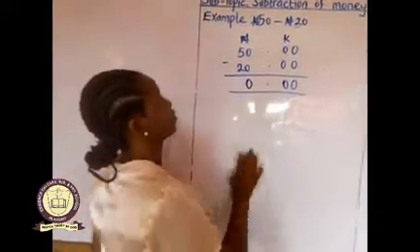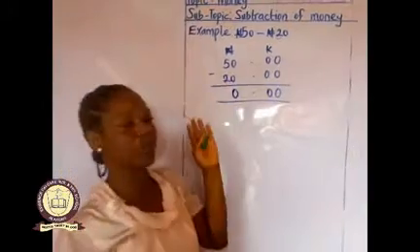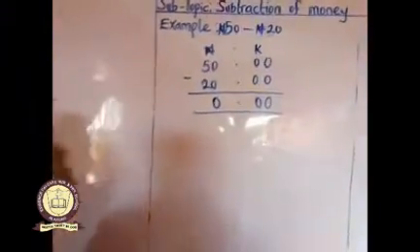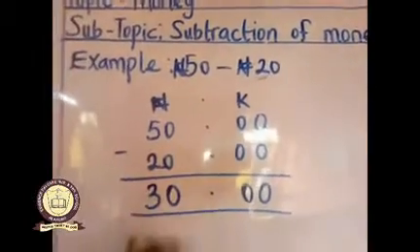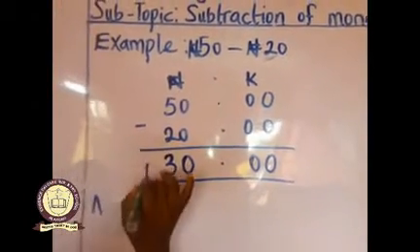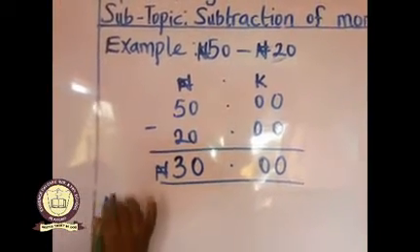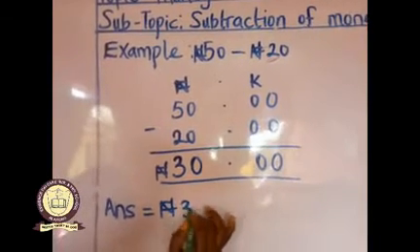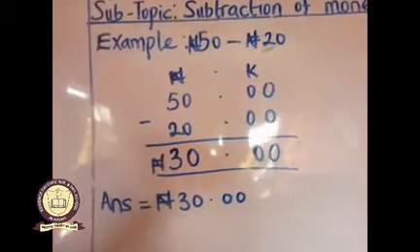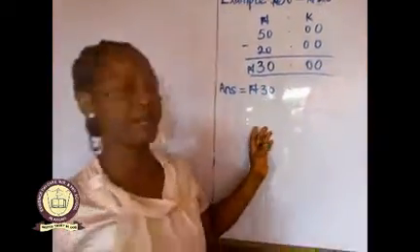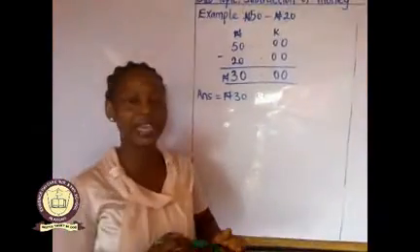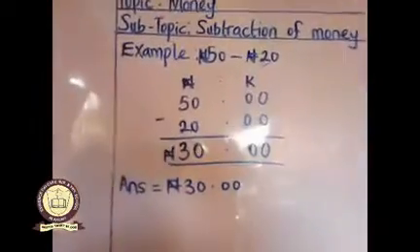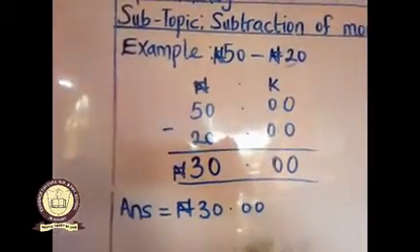Now we are going to count 5 and we are going to take 2. 5 minus 2 is what? 3. So our answer is 30 naira. Nothing to carry over. What did I say? Our answer is 30 naira. You have 50 naira, you spend 20 naira. Your change is 30 naira.